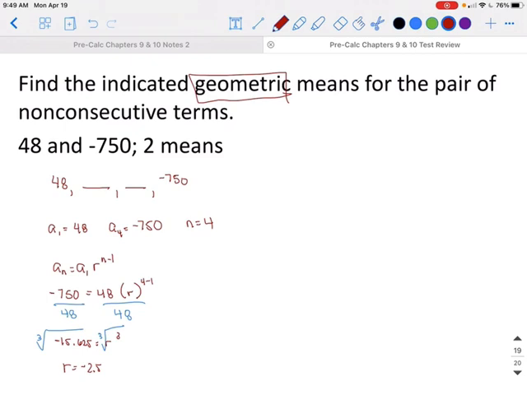So to find our other terms, we're just going to multiply by a negative 2.5. So if we do 48 times a negative 2.5, that's going to give us a negative 120. Negative 120 times negative 2.5 will give us 300. And to make sure we did this correctly, 300 times a negative 2.5 will give us a negative 750.